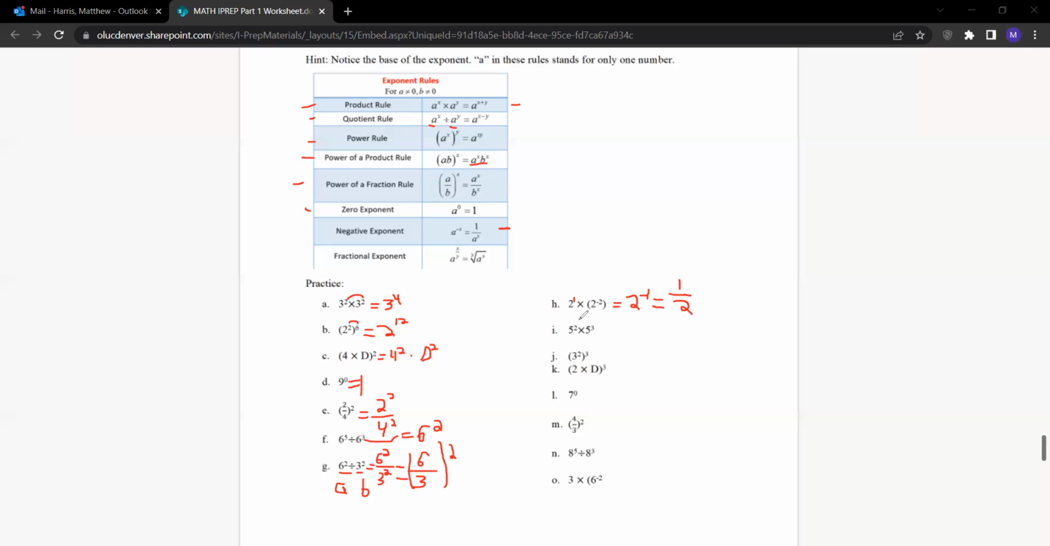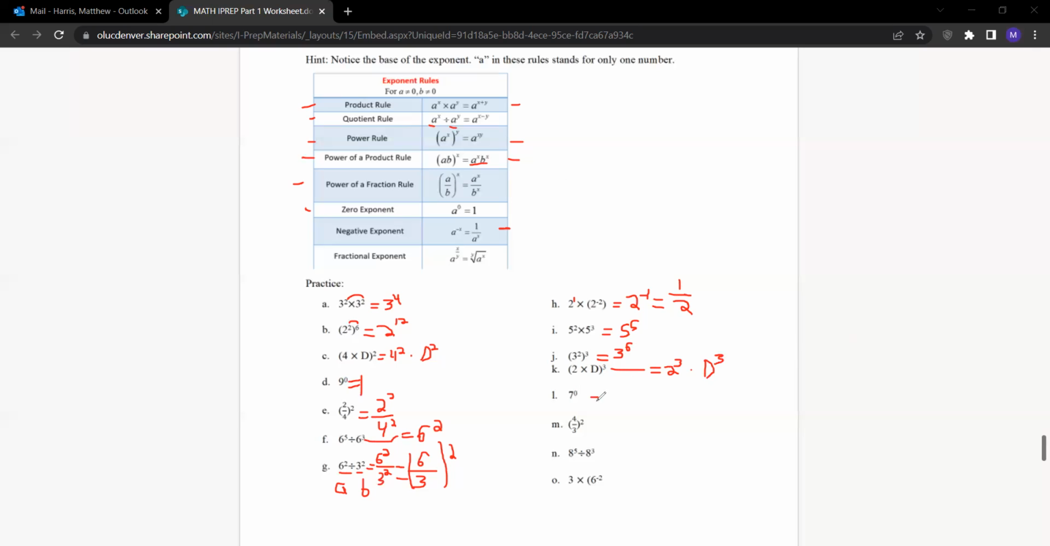All right, next up we have 5 to the 2 times 5 to the 3. This is going to be another product rule question, so it's going to be 5 to the 5. Next up we have j, so we have 3 to the 2 to the 3. Again, this is going to be a power rule problem for us. So we multiply, so this is going to be 3 to the 6th. And then we have 2 times d to the 3, very similar to this last one over here. It's going to be a power of a product rule. So you need 2 to the 3 times d to the 3.